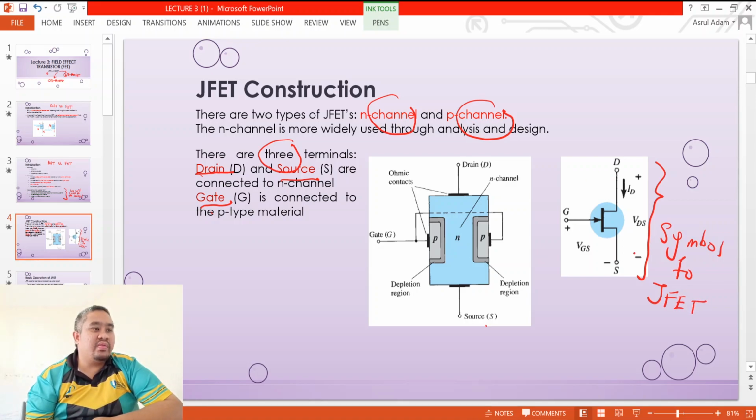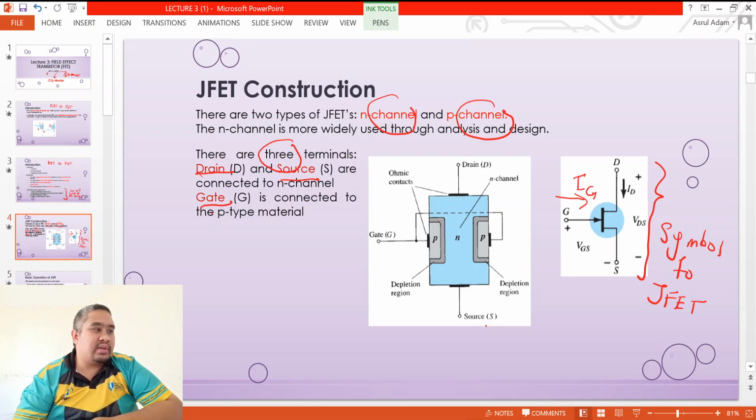This is the symbol for a JFET. We have the drain here, the gate here, and the source here. In between drain and source we have the voltage VDS, and in between gate and source we have VGS. These are important parameters that you have to be familiar with for a JFET: VGS, VDS, and then we have ID, and also IG.